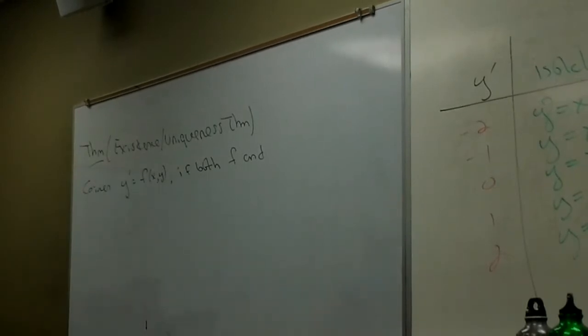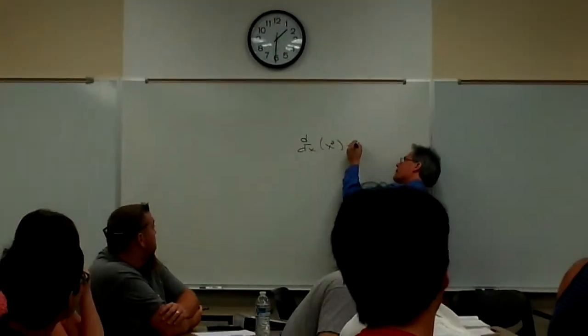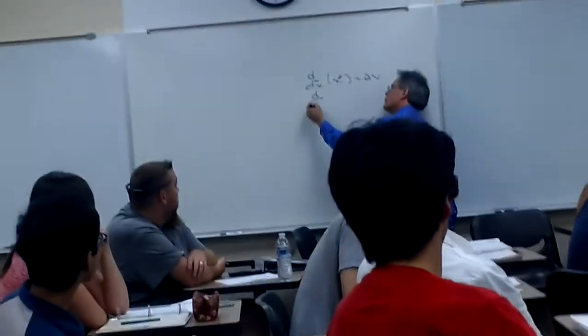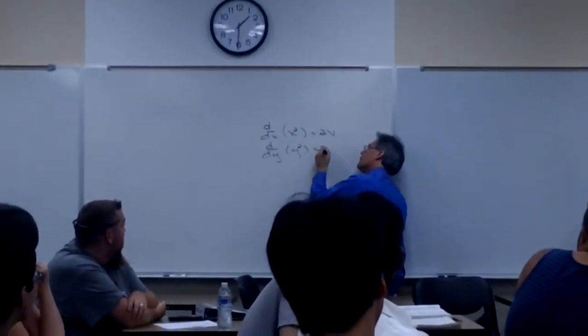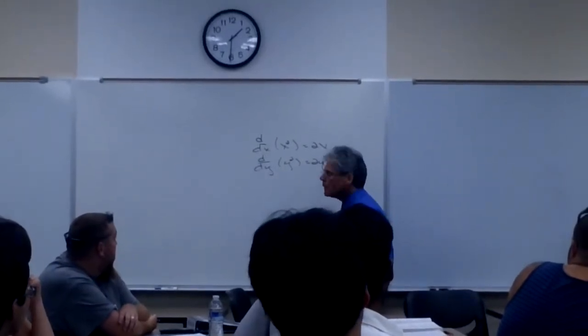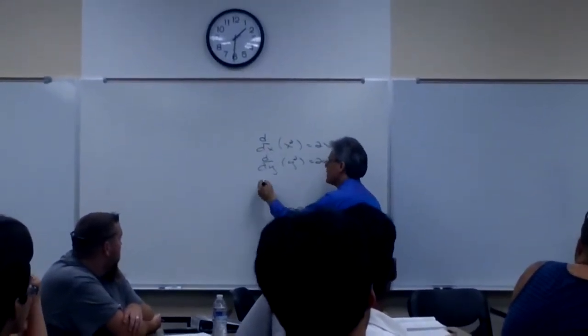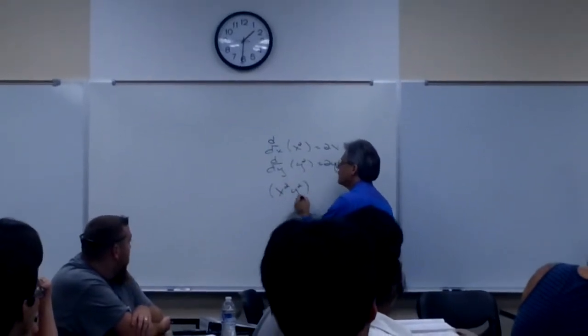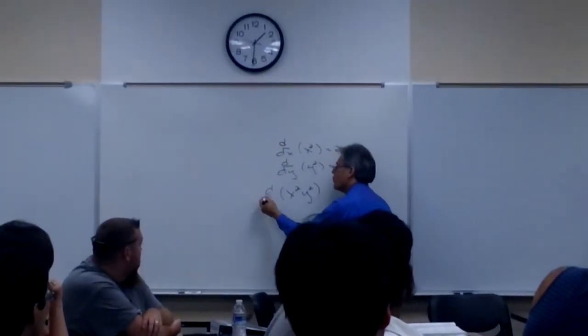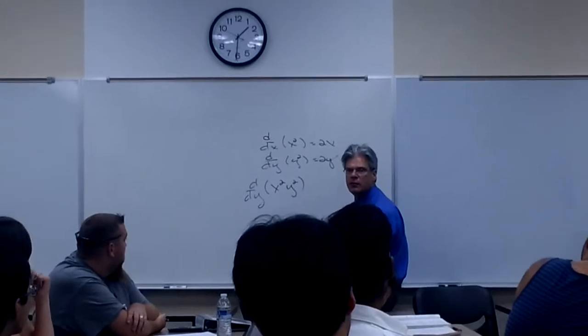Differentiate with respect to x, x squared. What do you get? 2x. To differentiate with respect to y, y squared, what do you get? 2y. But what if I asked you to take something like x squared y squared, and differentiate with respect to y? Shoot. No, I can't, because that's not a function of a single variable.